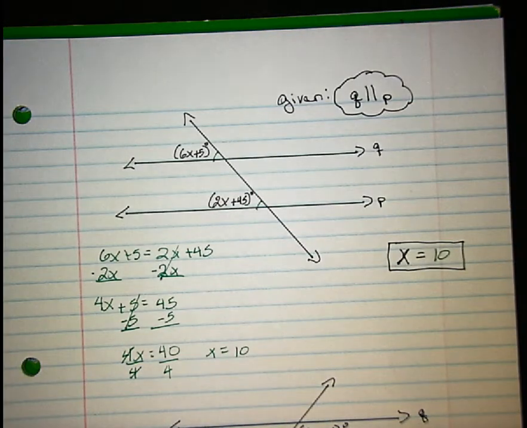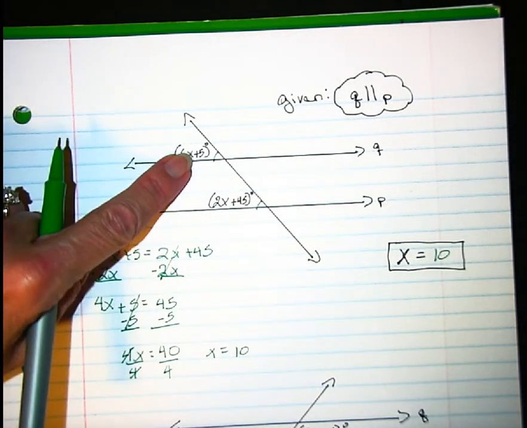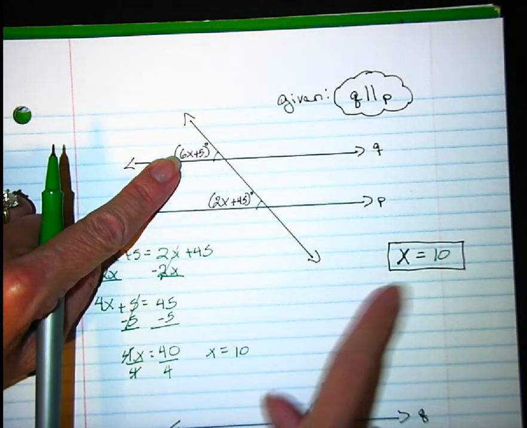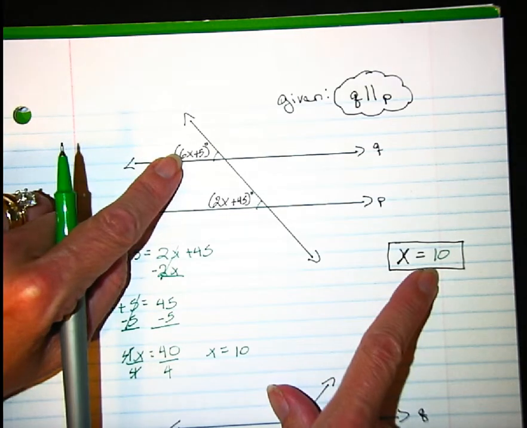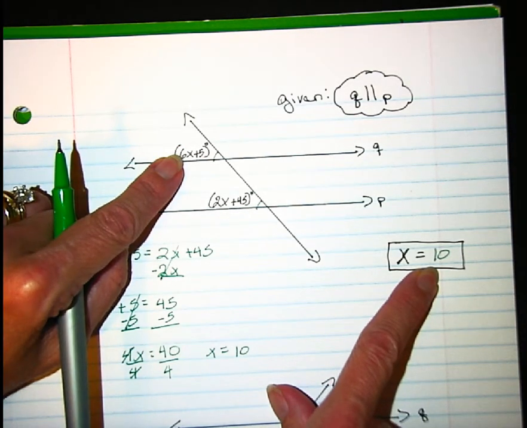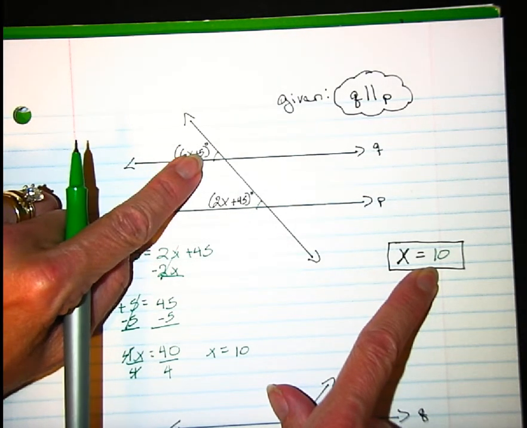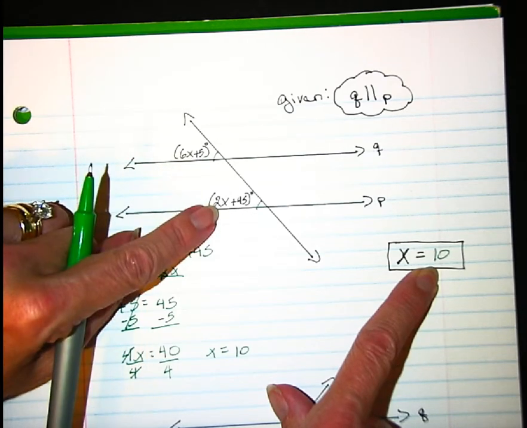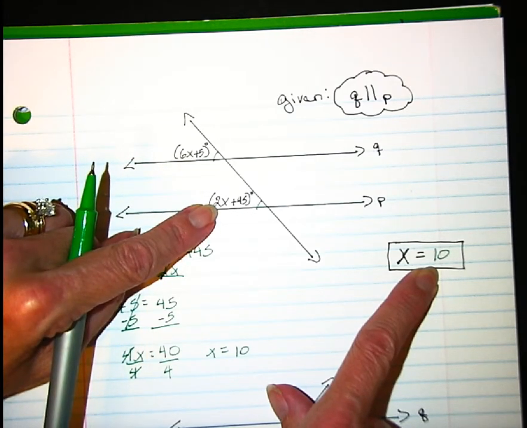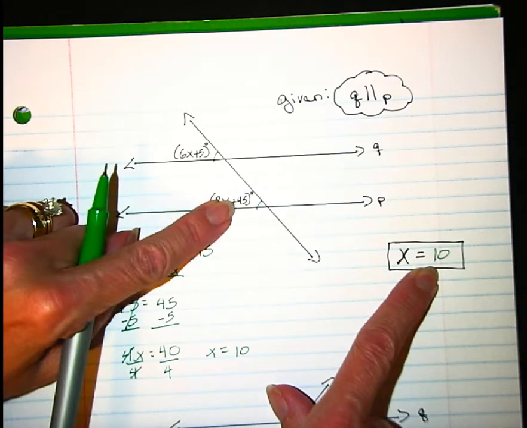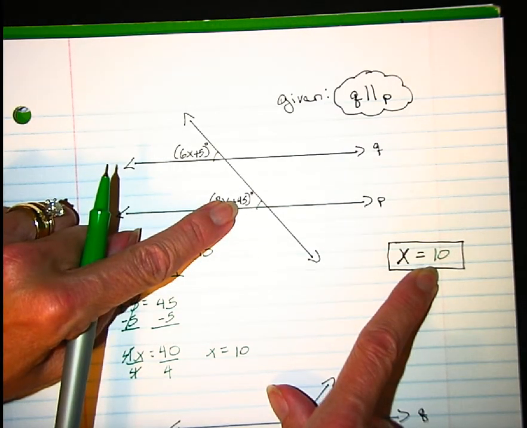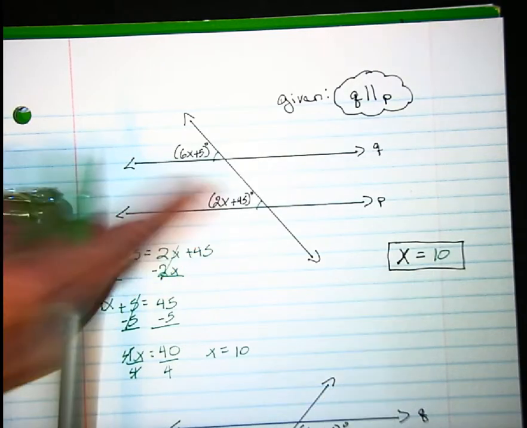All right? And of course, if they ask me the measure of the angles, I should be able to substitute 10 back into both of these. If I do it into the top one, 6 times 10 is 60, plus 5 is 65. If I do it into the bottom one, 2 times 10 is 20, 20 plus 45 is also 65. See, they have the same measurement. All right, let's look at one more example.